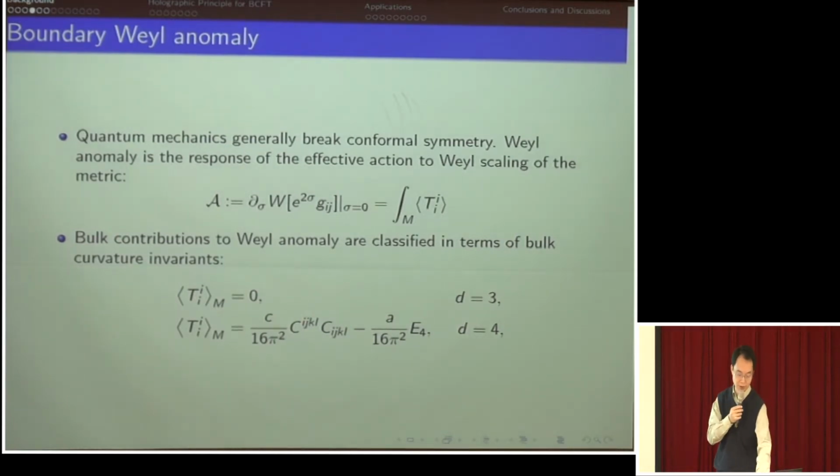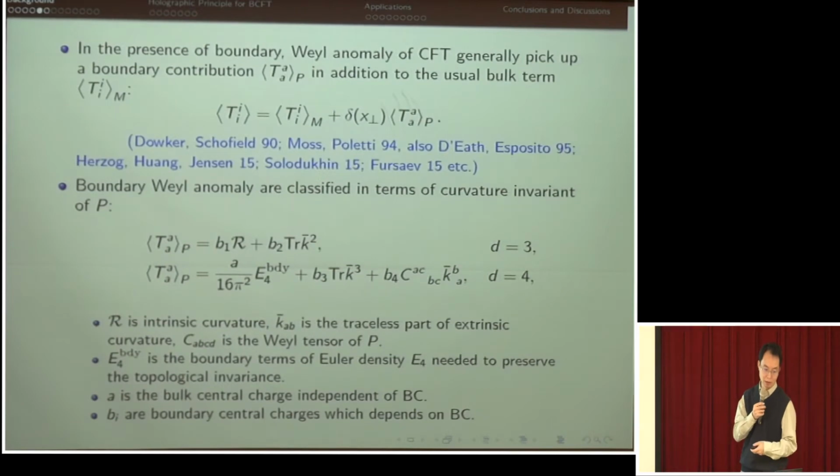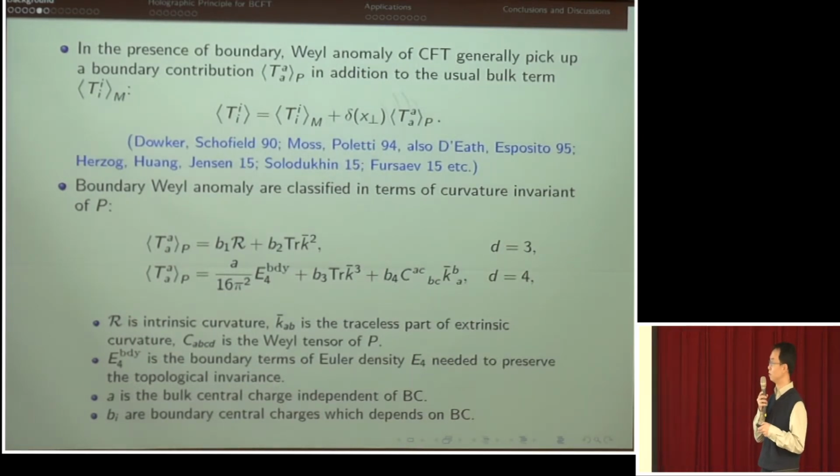For different theories, you have a different C and different A, but then they're normally factorized into this form. But in the presence of a boundary, this becomes a bit more interesting. You also have boundary anomaly localized on the boundary. So on the boundary, as I said, you also have boundary curvature invariants because your curvature decomposes into different representations with respect to the boundary.